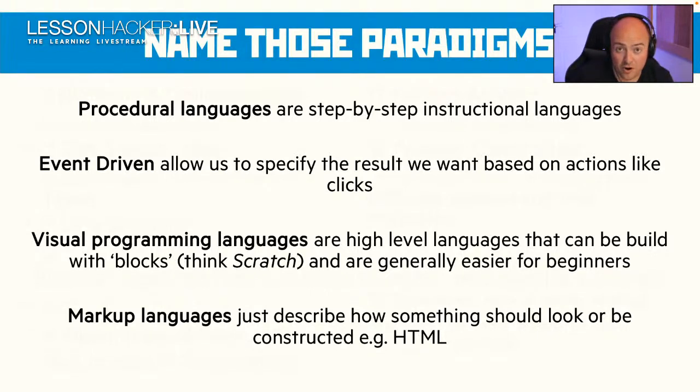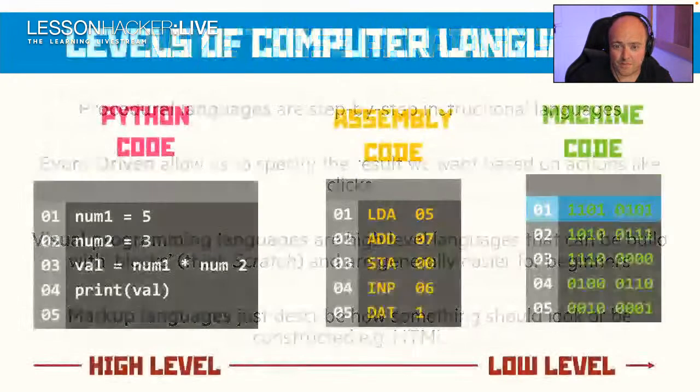We've also seen visual programming languages like Scratch that are easier for beginners, and markup languages like HTML, which allow you to describe how something should be or how something should look. They're not really programming languages. They are languages to express how something should look.